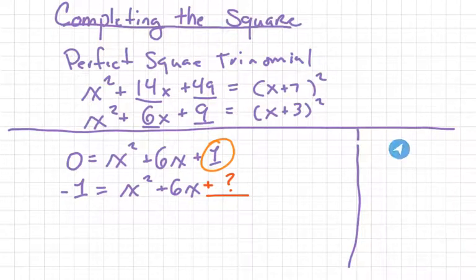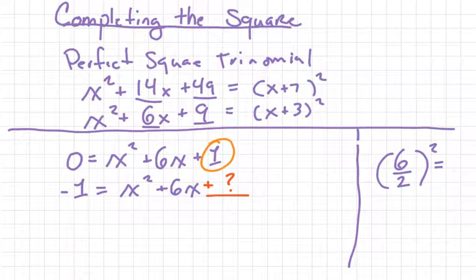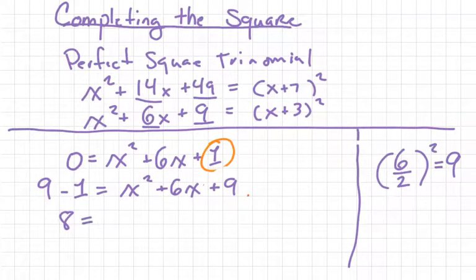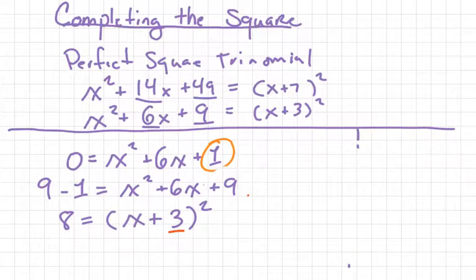So I'm going to take my b value of 6. I'm going to halve it and square it. Half of 6 is 3. 3 squared is 9. So I'm going to add 9 to both sides. All right? So now on the left, we're going to get 8. And on the right, we can actually factor this into x plus 3 squared. An important thing to note is that this 3 is just half of our b value. All right, we're almost done.